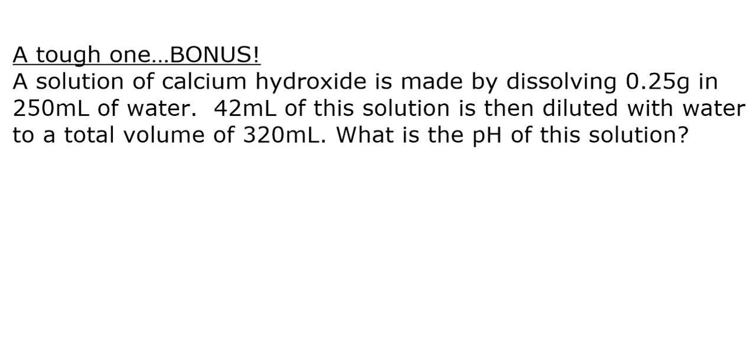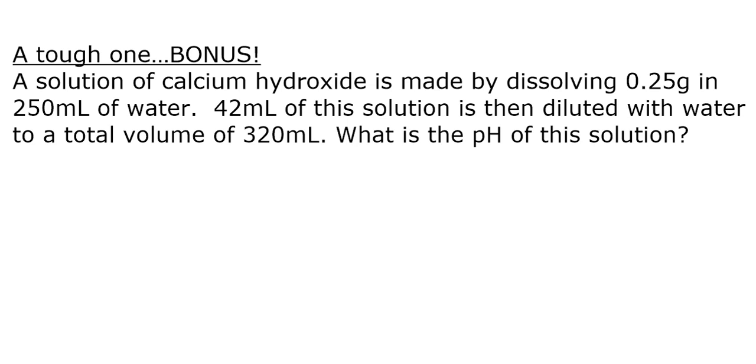We want to take a solution of calcium hydroxide, and it was made by dissolving 0.25 grams in 250 milliliters of water. Then 42 milliliters of the solution was diluted with water to a total volume of 320 milliliters. And then we want to find out what's the pH of this diluted solution.